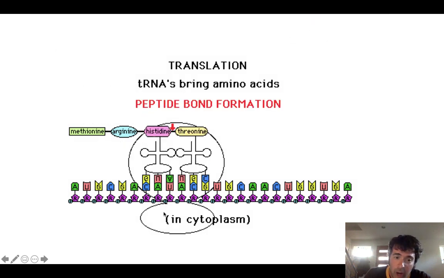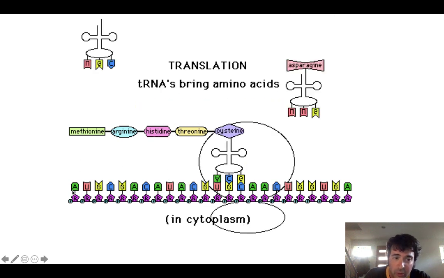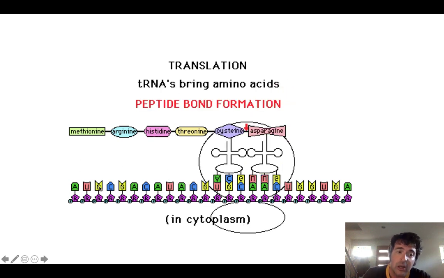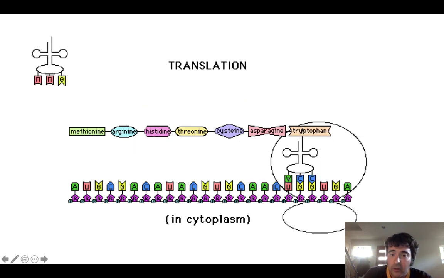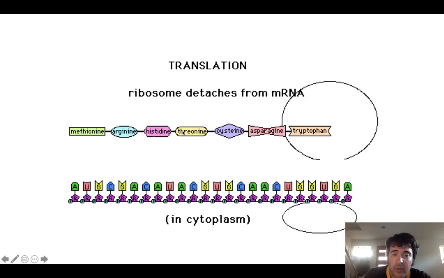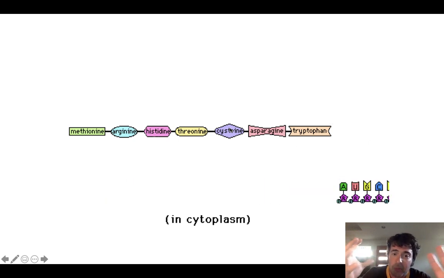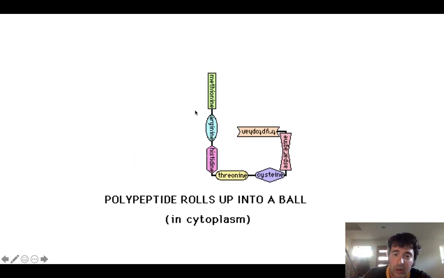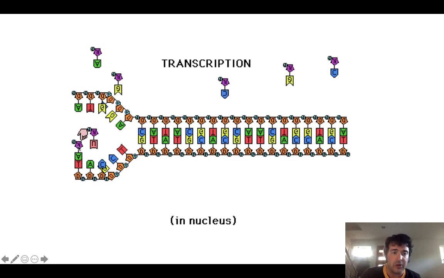Translation is when this ribosome, here's your large and small ribosomal subunits, binds to and uses the information in the mRNA to pin amino acids together via covalent bonds called peptide bonds. And when multiple amino acids are pinned together via peptide bonds and they fold into a shape, what you get is a functional protein. So transcription, let's look at transcription.